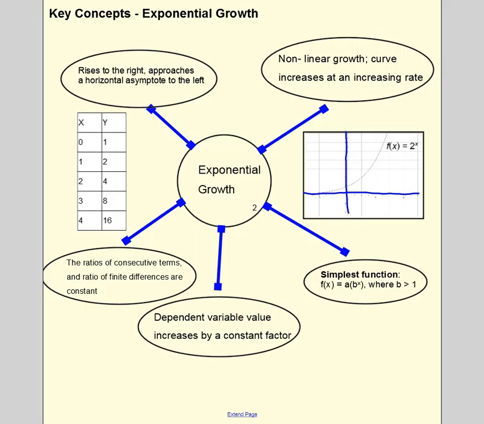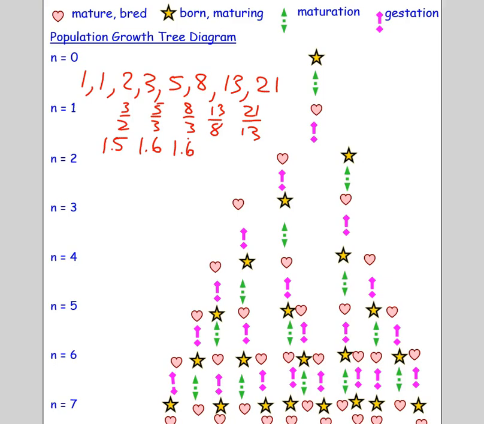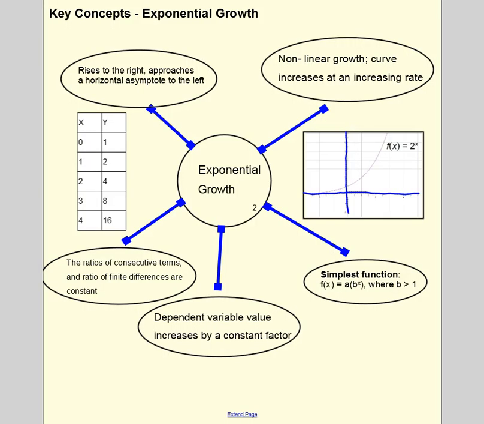This hasn't been demonstrated yet, but I'll come back to the ratio of consecutive terms and ratio of finite differences being constant. Well, the ratio of consecutive terms, we did see that explored a little bit here. Again, this is not a perfectly exponential system, but the ratio of consecutive terms was quite close to constant, and of course for an exponential function it would be. We'd be looking at 2 divided by 1, 4 divided by 2. Of course those are constant because that's how each number is obtained, by multiplying each value by a constant common ratio. Okay.